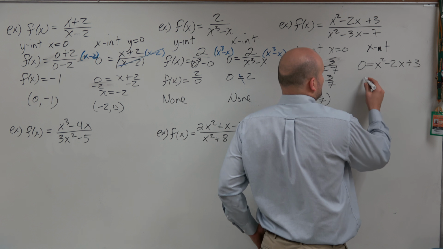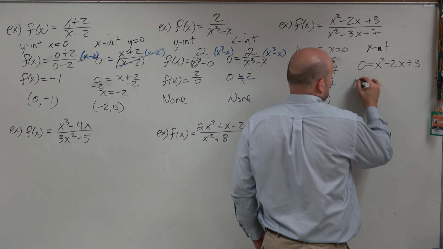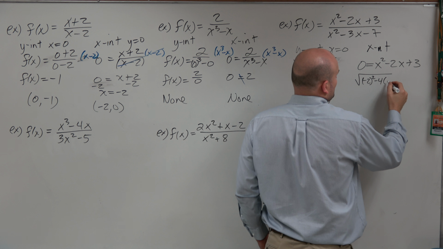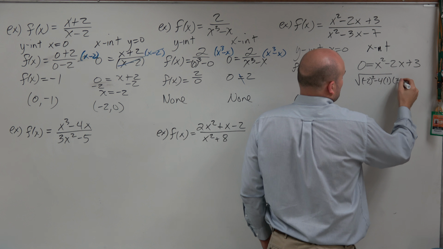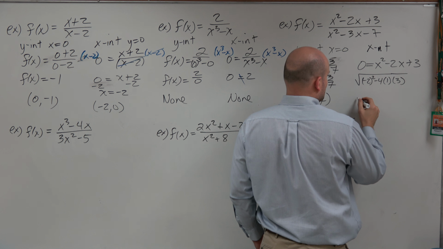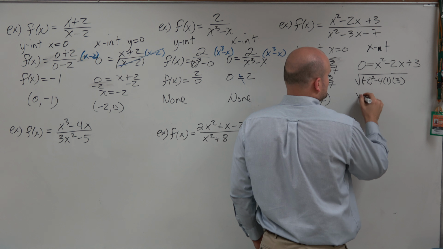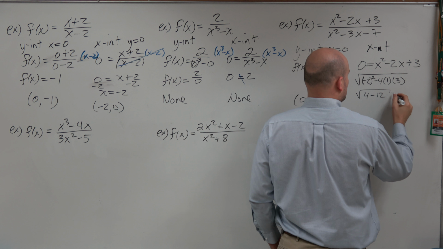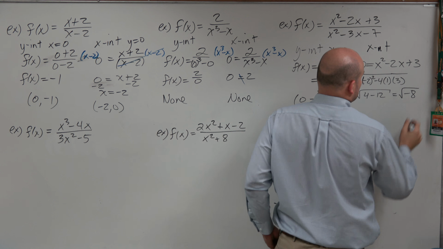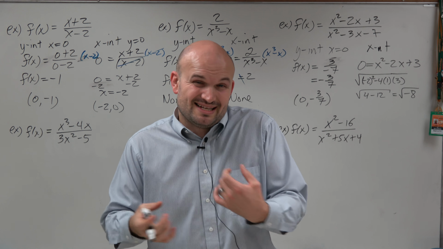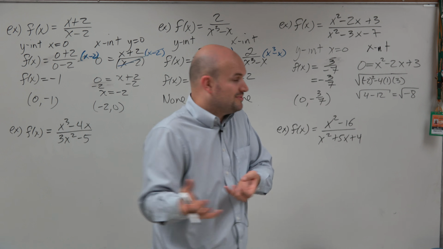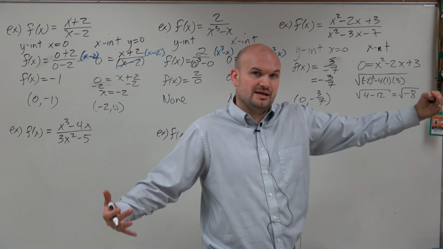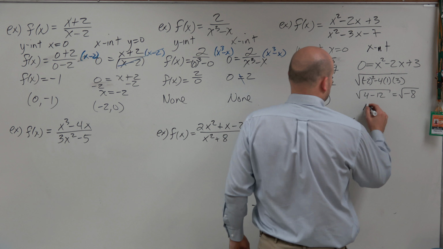So if I quickly do my discriminant, I do negative 2 squared minus 4 times a times c. What I notice here is I am going to have the square root of 4 minus 12, which is going to equal the square root of negative 8. So therefore, in real numbers, we can't take the square root of a negative number under our real number system. So therefore, our x-intercepts in this case are going to be not real. So therefore, we're just going to say none.